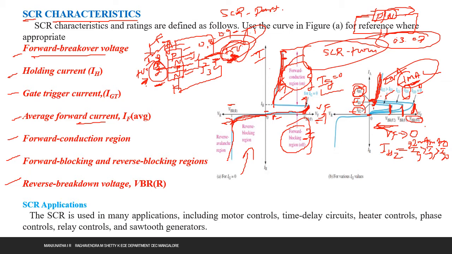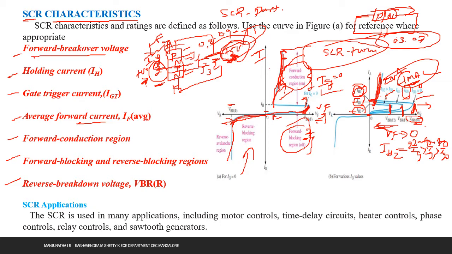Now when the gate current is increased, VBRF decreases, and it is designated as VBRF1, and so on. It is very simple. When Ig is equal to 0, the breakdown voltage is very high, that is VBR0. When I increase the gate current to Ig1, it decreases the breakover voltage, that is VBR1.